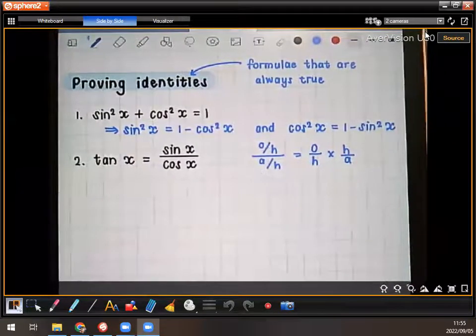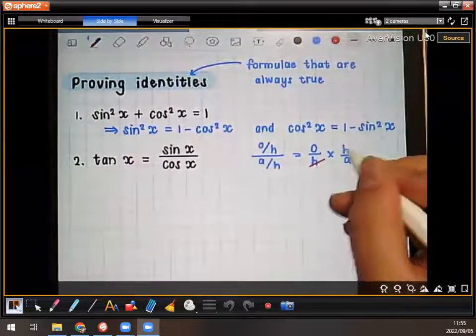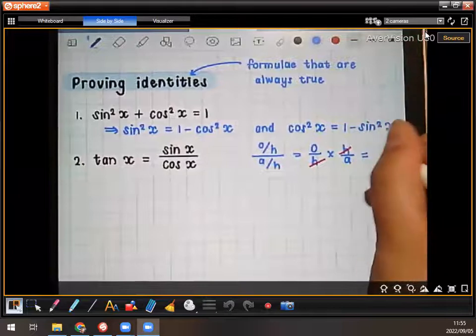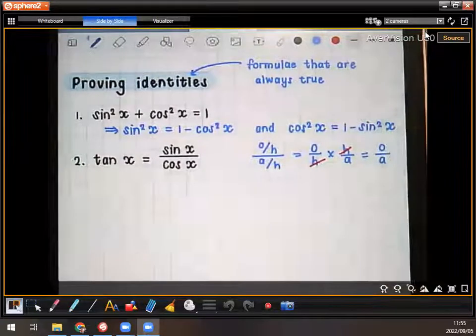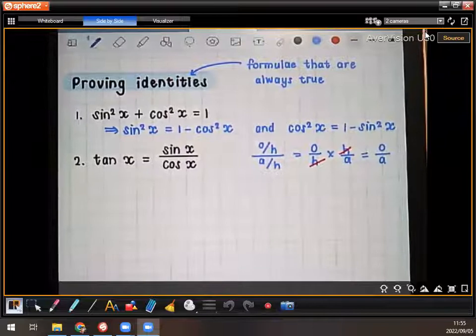So instead of dividing by a over h, I can change that to timesing by h over a. You see what happens with those h's? They're going to cancel out. What's left? Opposite over adjacent. And isn't that the formula for tan? Right, tan is opposite over adjacent. Okay, so that is where that one actually comes from. If you have opposite over hypotenuse and you divide it by cos, which is adjacent over hypotenuse, that will actually simplify to opposite over adjacent, which is tan.